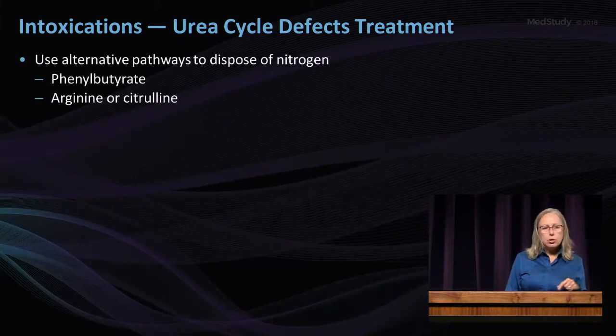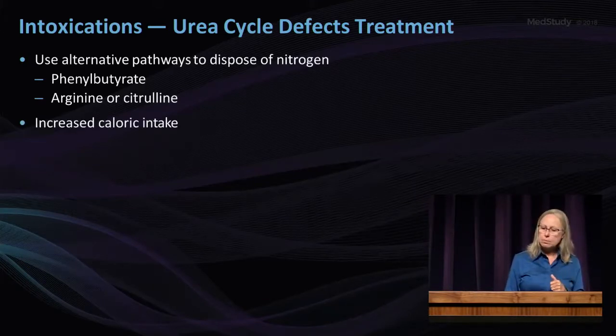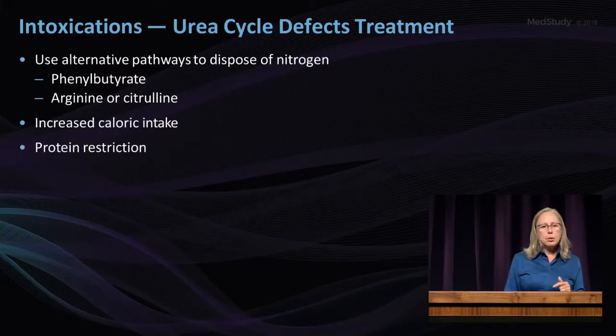Treatments. Use alternative pathways to get rid of your nitrogen, like sodium phenylbutyrate or acetate, and then arginine or citrulline to help drive the cycle around, unless, of course, you have argininemia. Then you don't give excess arginine to somebody who already has too much. Increase your caloric intake. You want to do protein restriction, but not below the RDA. Because these kids, even though you want to restrict how much protein they're getting, if you don't get enough, you'll break down your muscle and throw more protein in. So you want to just keep it well controlled at the RDA.